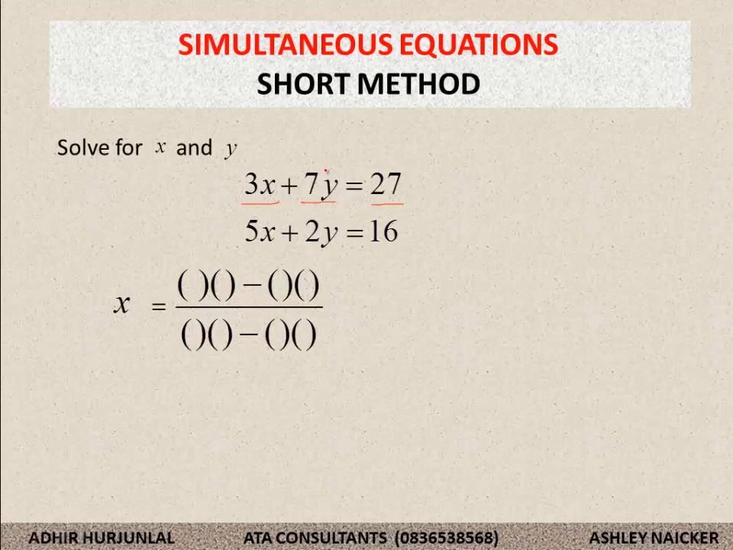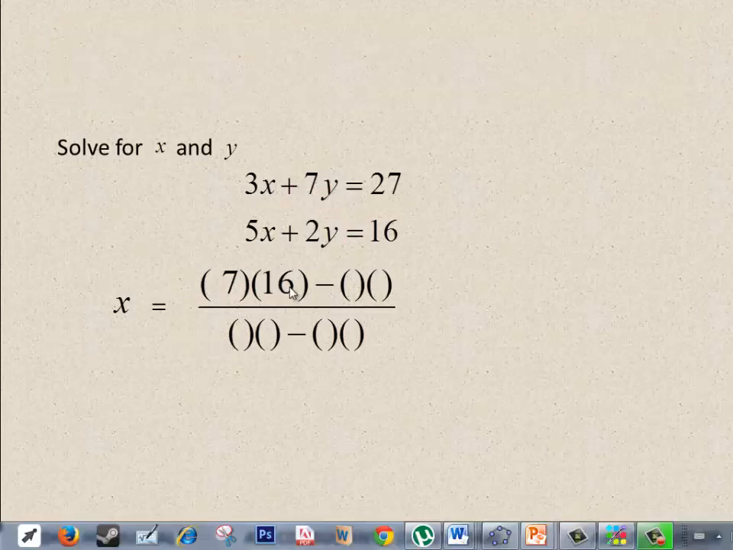I'm going to start off with this 7 as my reference point. I'm only dealing with the coefficients. Multiply across. Remember, this is not cross multiplication guys, so I will go and say 7 times 16. 7 times 16. I start populating this equation that I have on the top.